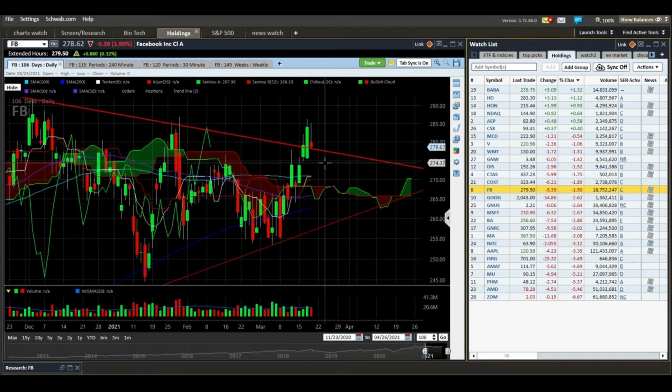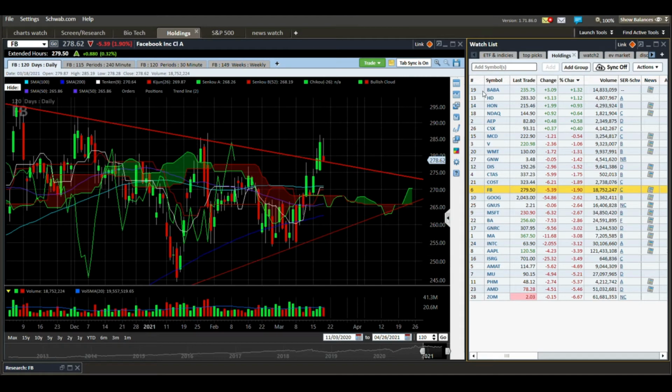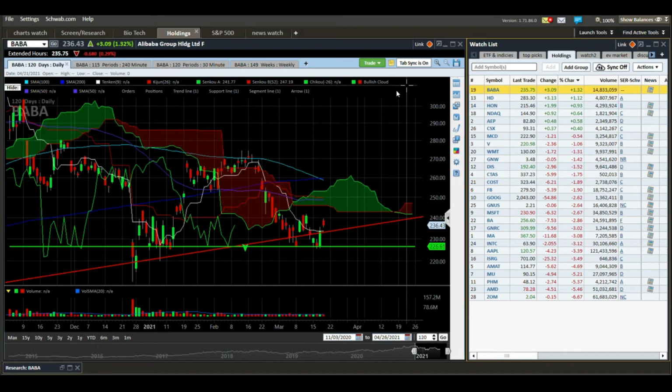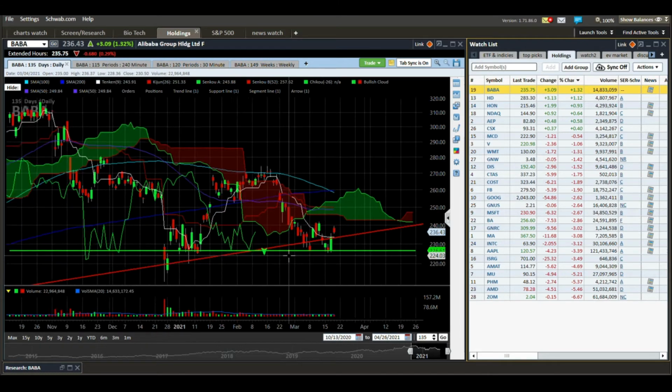Now we never really know when that's going to shift, but I am looking for some of those EV stocks to sell off more and potentially affect the rest of the market. I like Alibaba too, and this is starting to respond.